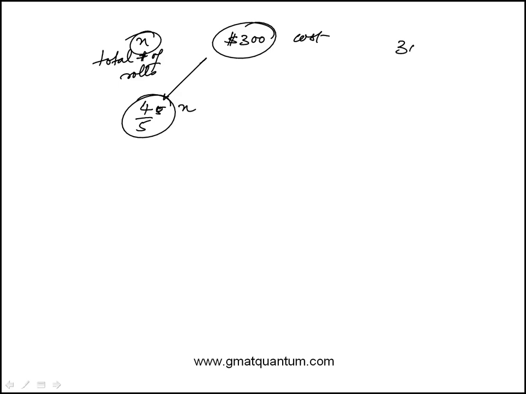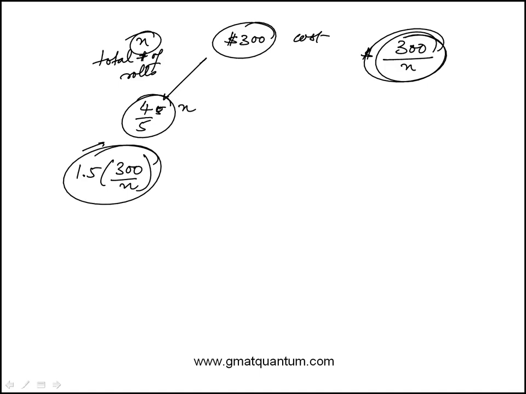So average production cost per roll would be total cost divided by the number of rolls. So that's the average production cost, which means each one was sold at a price that was 50% greater. So that would be 1.5 times 300 over N. So that's the selling price of each roll, which means that the revenue from this would be the price of each roll times the number of rolls. So that's the revenue.